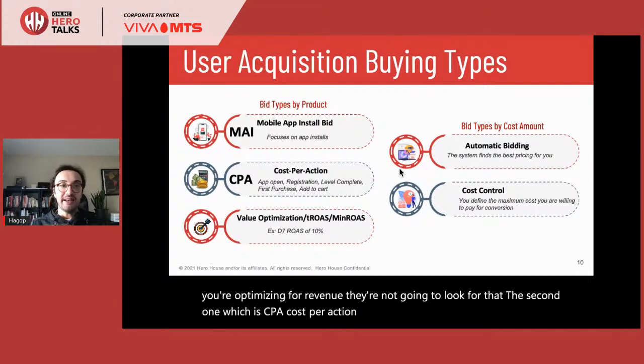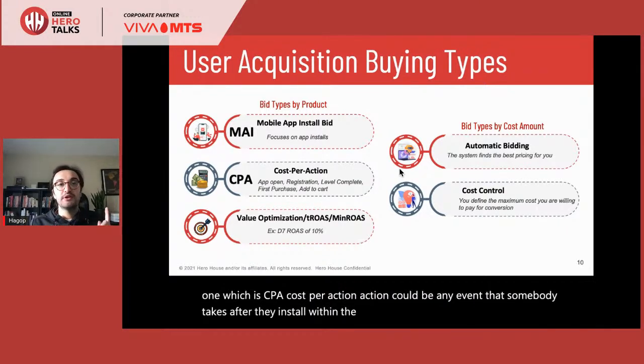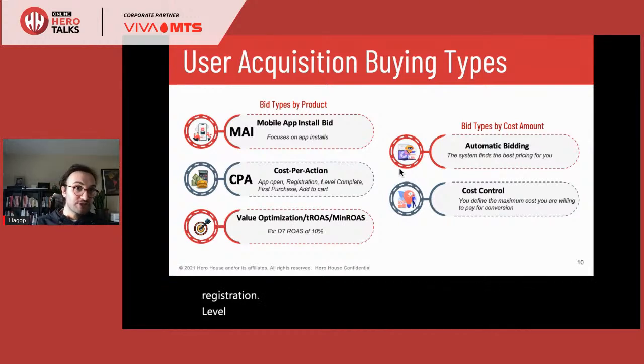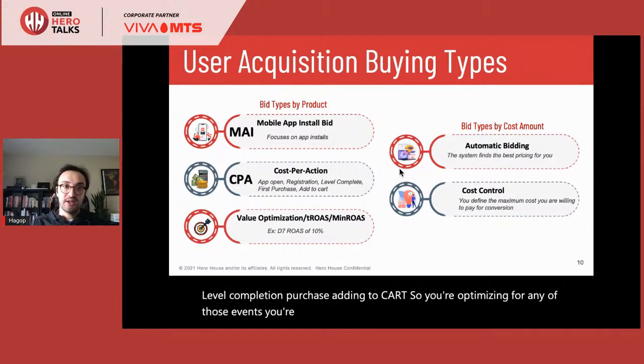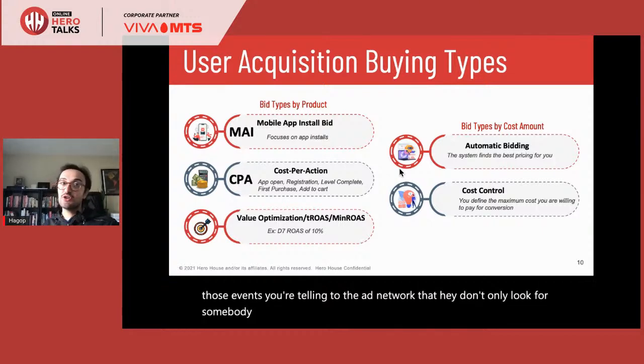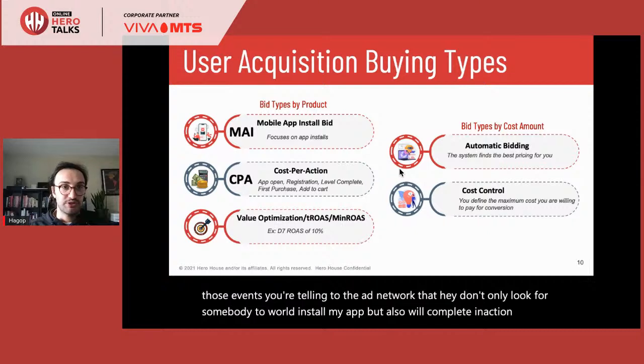The second one is CPA, cost per action. Action could be any event that somebody takes after they install within the app. It could be an app open, registration, level completion, purchase, adding to cart. So you're optimizing for any of those events. You're telling the ad network, hey, don't only look for somebody who will install my app, but also will complete an action. Let's say that action is a purchase.